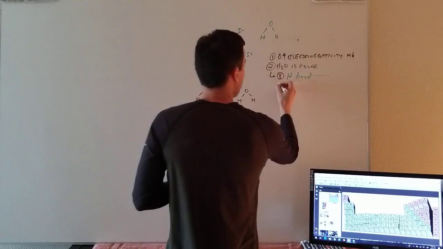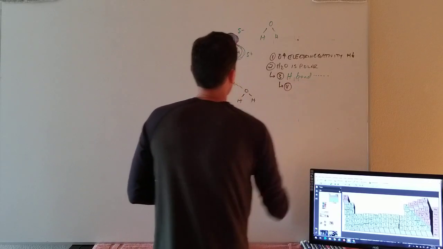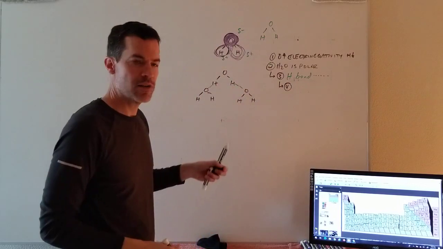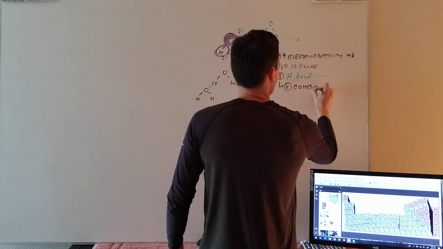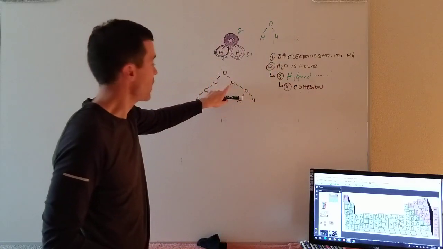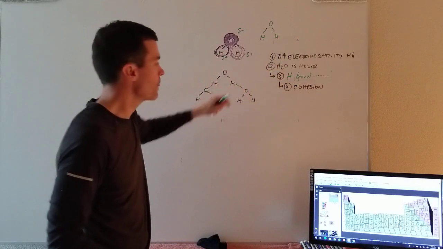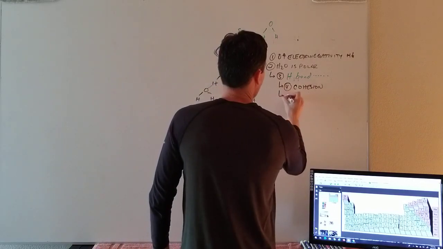Well, because of hydrogen bonds, what is that called when water sticks to water? Cohesion. So water is attracted to water. They stick to each other. Water will also stick to other things that are polar.